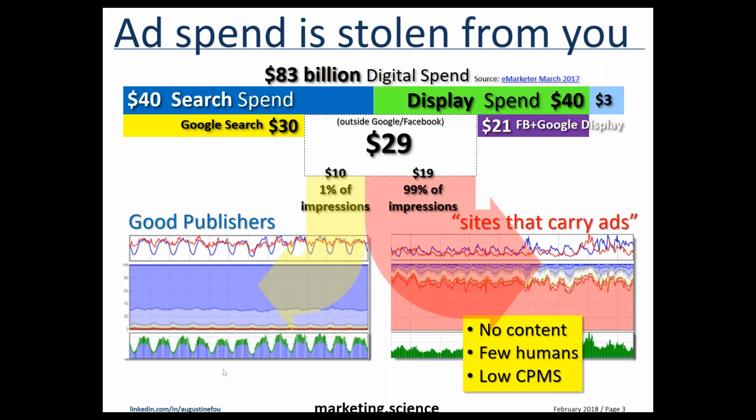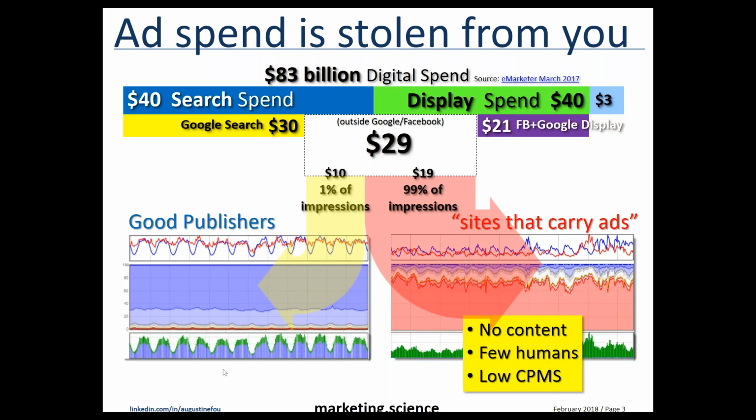So they have few humans that go there or no humans that go there. And because they use unscrupulous practices like buying traffic, their cost of production is very low, so they can also sell the ad impressions or ad inventory at very low CPMs.